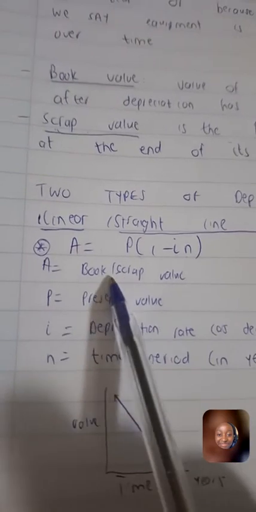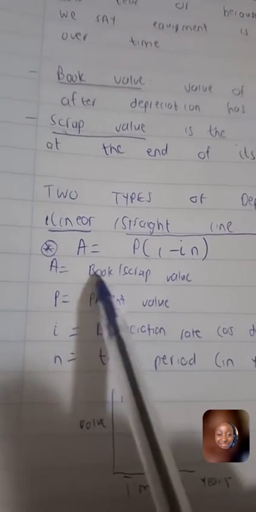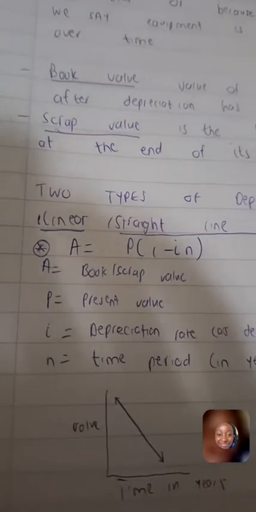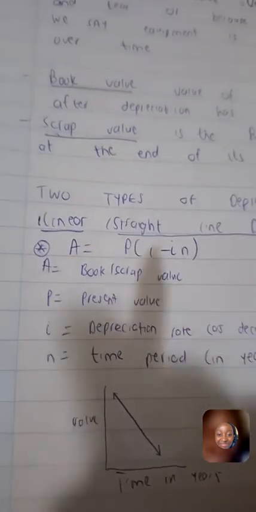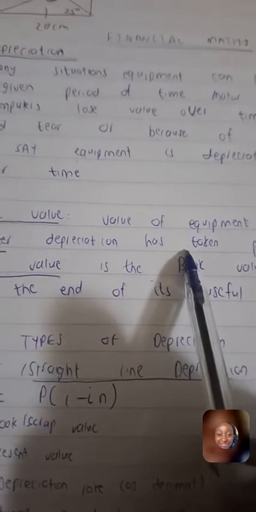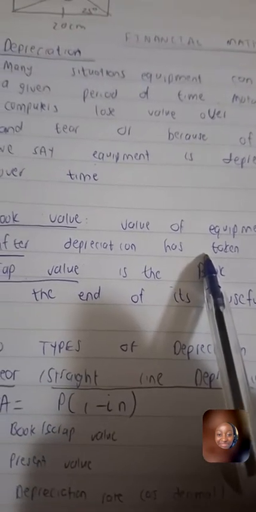All right. Then what does the A mean? The A stands for the book value or the scrap value. Obviously, it will depend. Because remember, what did we say the book value is? We said it's the value of the equipment at a given time after depreciation has taken place, which means this only happens after a few years have actually passed by.